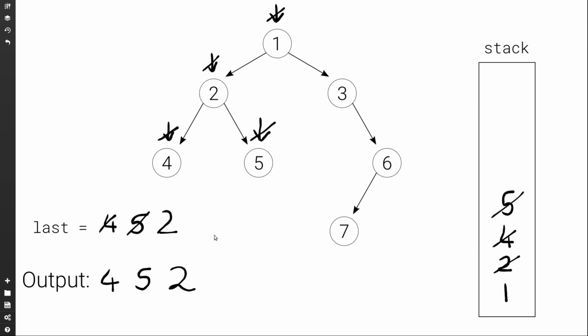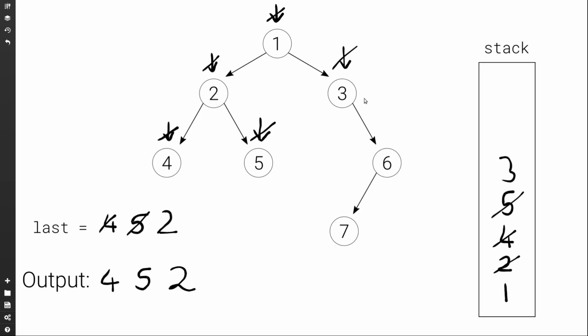And then we again check, is last 2 equal to the right child of what's on top of the stack? 2 is not the right child of 1. We still need to process the right child of 1. So what we do, we set current to the right child of 1. We push it to the stack and we set current to the left of current. The left of 3 is null, so current becomes null.